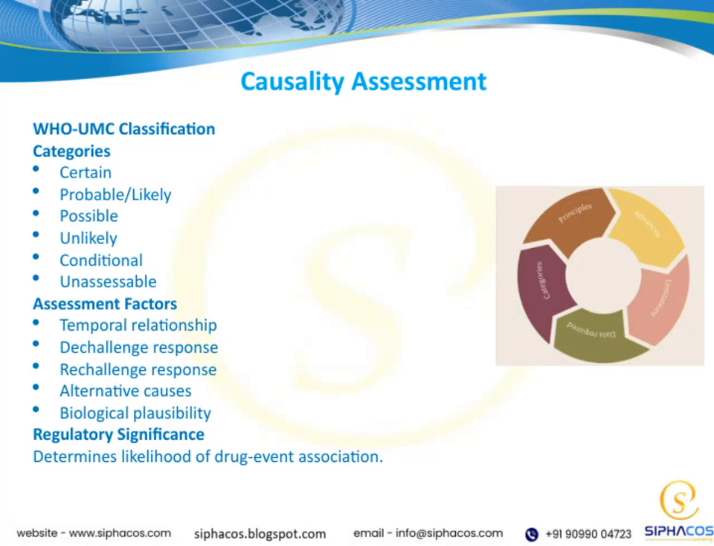Now, let's talk about causality assessment, a way to figure out how likely it is that a drug caused a specific event. The WHO system breaks this down into categories like certain, probable, possible, unlikely, conditional, and unassessable. We look at factors like timing, what happens when the drug is stopped or restarted, other possible causes, and whether it makes biological sense. This helps regulators decide how strongly to link a drug to an event.